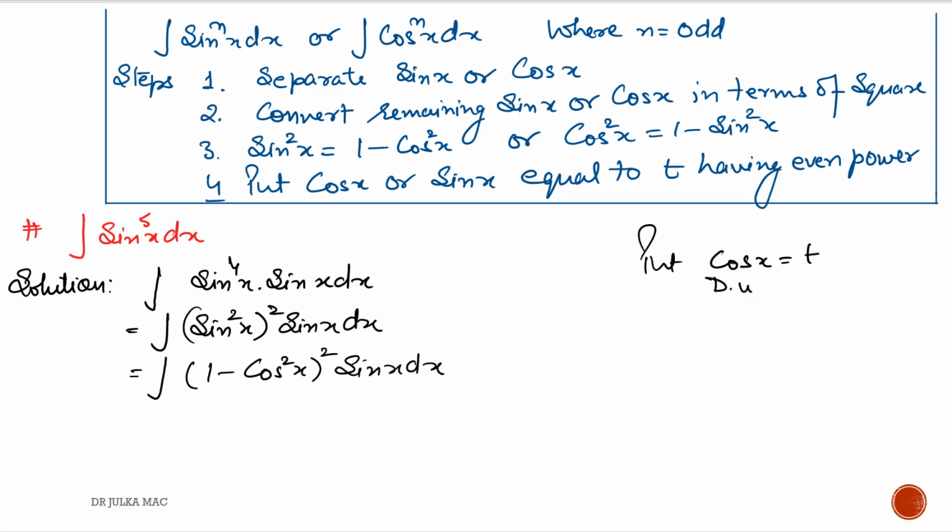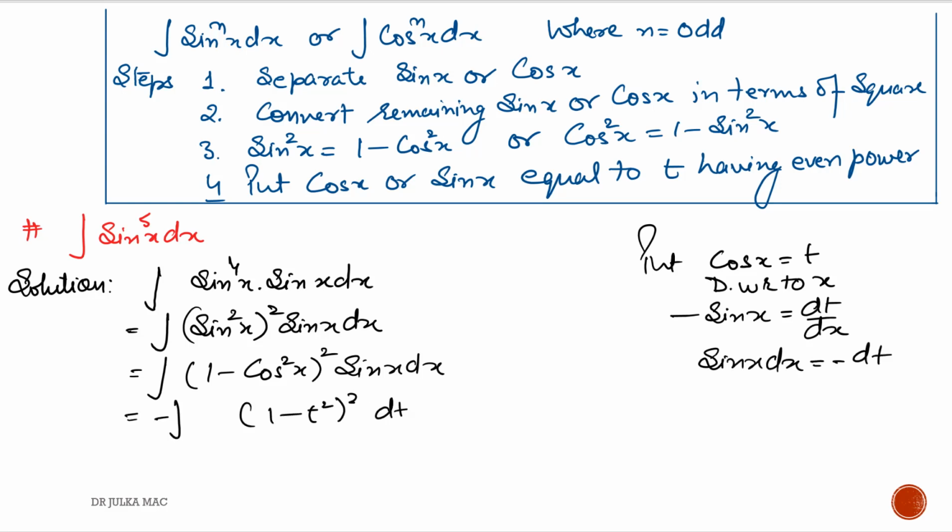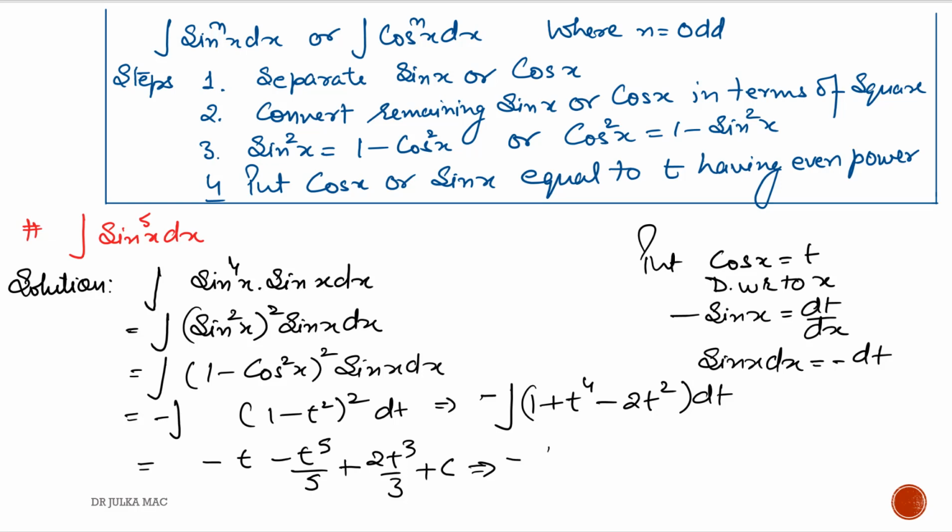Differentiate with respect to x both sides, we will get minus sin x equals dt by dx. So sin x dx is minus dt. So sin x dx is replaced by minus dt and cos x is replaced by t. And after expanding, we will get minus 1 plus t raised to power 4 minus 2t square. And after integrating, we will get minus t raised to power 5 by 5 plus 2t cube upon 3 plus c. And replace t by cos x, and the answer is minus cos x minus cos raised to power 5 x upon 5 plus 2 by 3 cos cube x plus c.